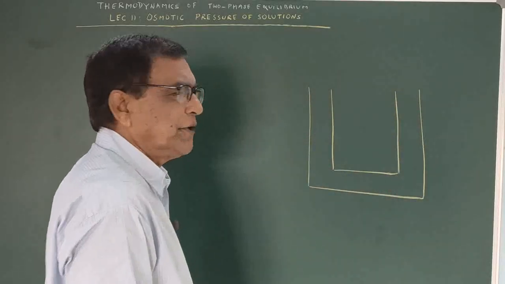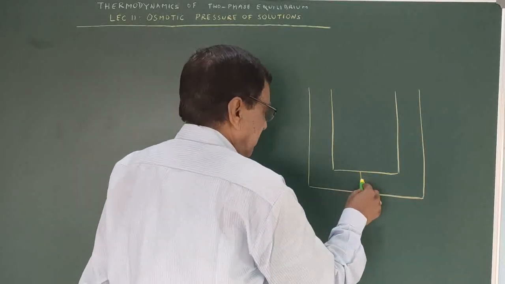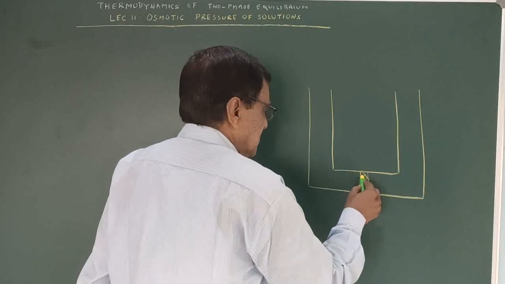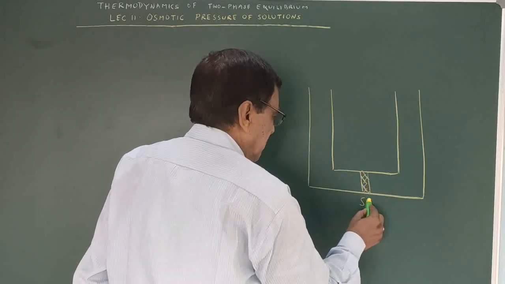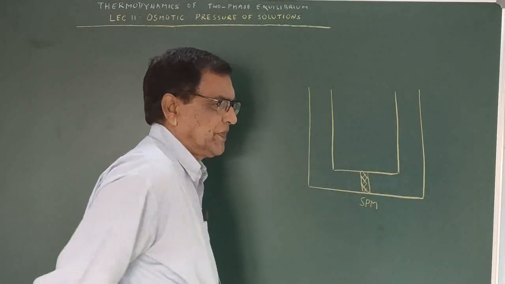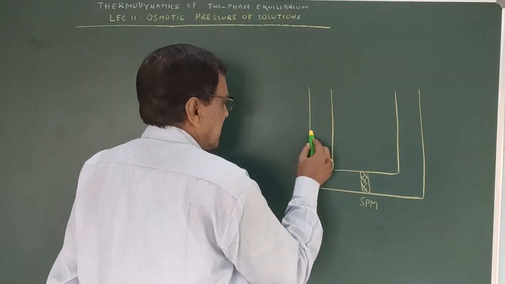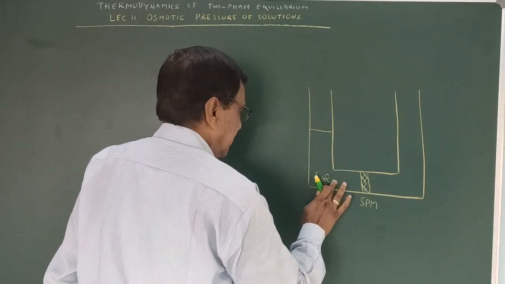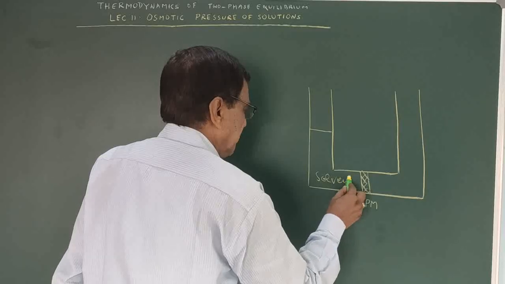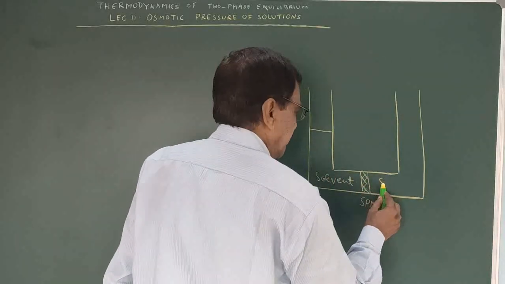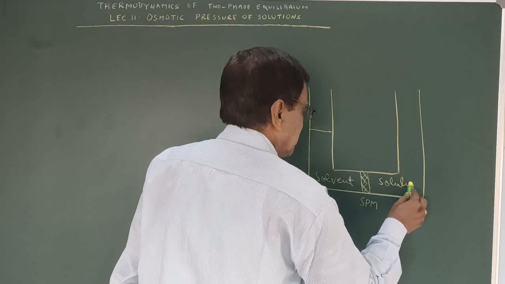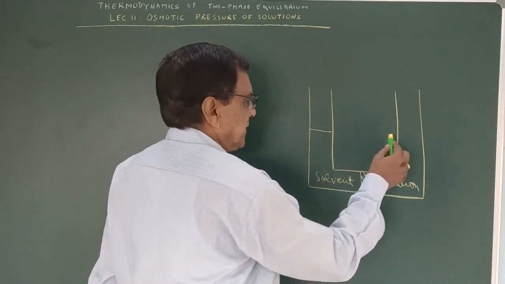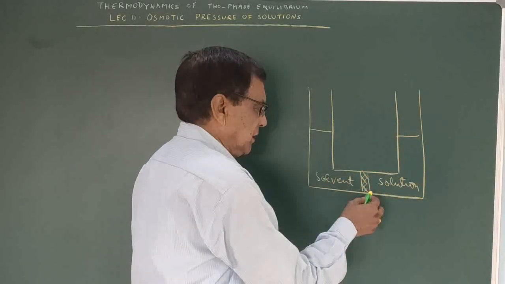A simple U tube. Here in the middle of this U tube, we have placed the semi-permeable membrane, and in the left hand side we have taken this solvent, and the right hand side it is the solution, and solvent and solution are separated by this semi-permeable membrane.